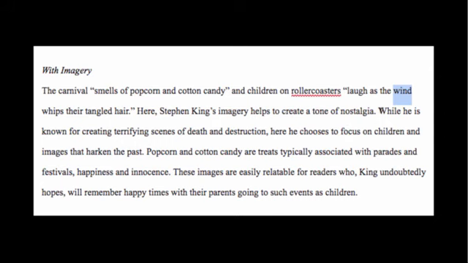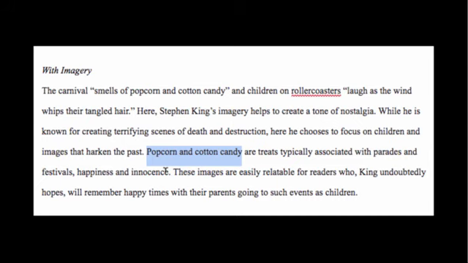And then this writer talks about how those particular things create a particular tone. Okay? So you're going to see here, this is kind of the key line here. What's the audience most likely to think about when they think about popcorn and cotton candy? And this is a pretty logical explanation of what they're likely to think about, and Stephen King knows this.